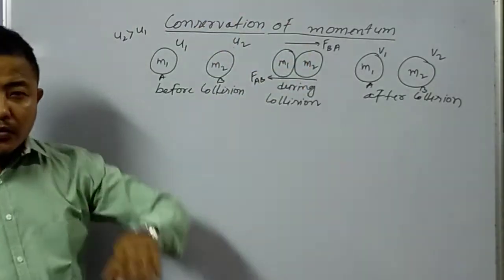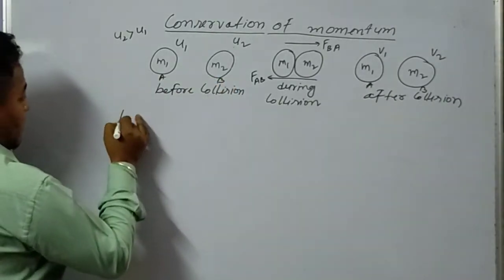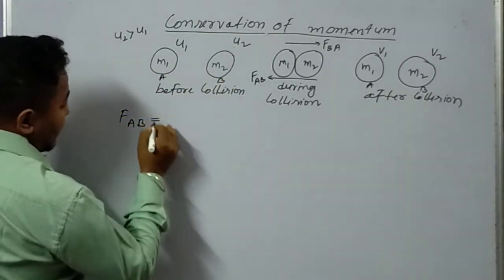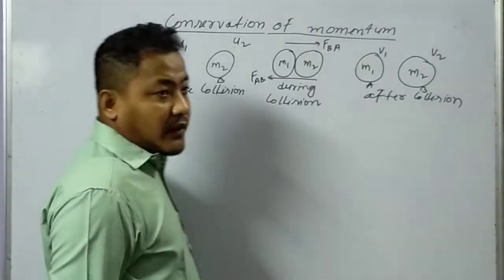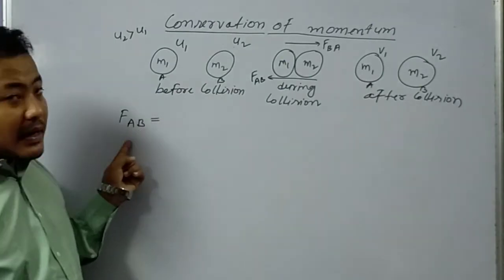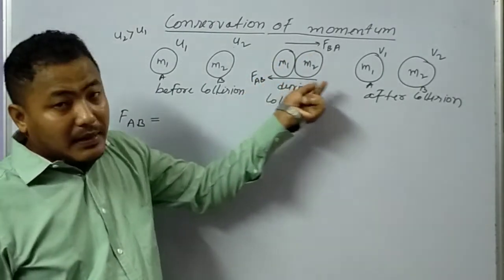Now if I go further, if I write that from the diagram, FAB, what is FAB now? FAB is the force on B by A. FBA is the force on A by B.